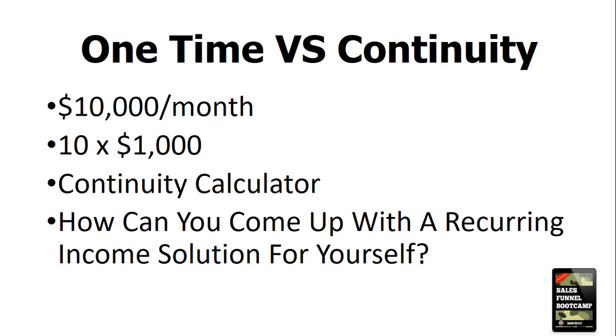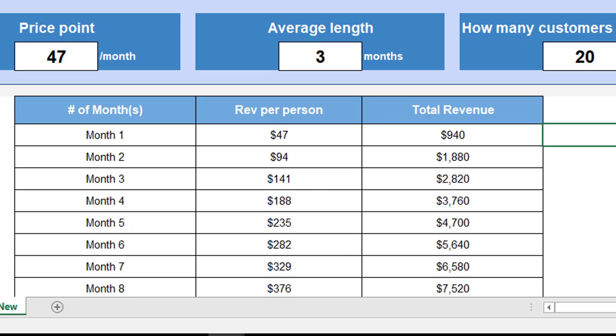So what we're going to do is take a look at a continuity calculator and have some fun with numbers. And once you see these numbers start flowing, I think it's really going to get your juices flowing as far as wanting to come up with a solution to this question: how can you come up with a recurring income solution for yourself, right? So that's going to be your homework for today, to come up with a recurring income solution for yourself. And let's go look at this continuity calculator, and this is definitely why you're going to want to do your homework today. Okay, so here we go over at our continuity calculator.